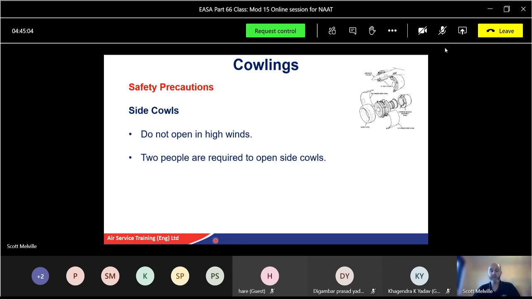Okay, be very careful of these. If these come down, especially the ones on the hydraulic pressure, they will keep going and you'll just get trapped and severely hurt. So be very careful.